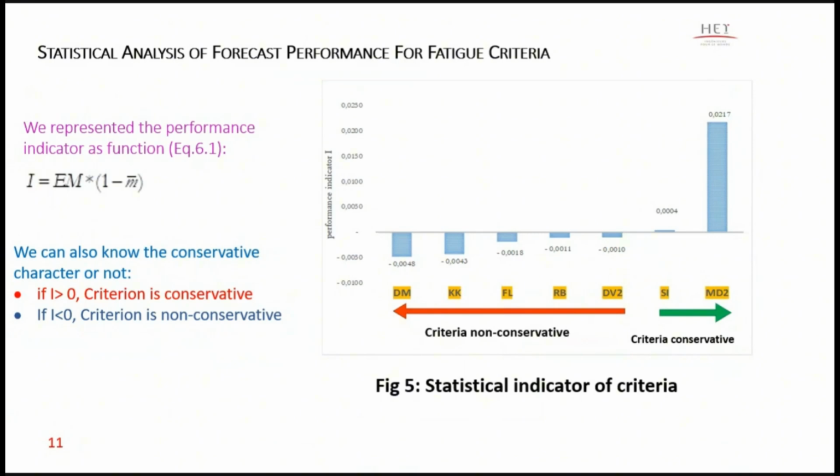So we can also know the conservative character or not. If I is strict, the criterion is strict; if superior, the criterion is conservative. If I is inferior, the criterion is non-conservative.